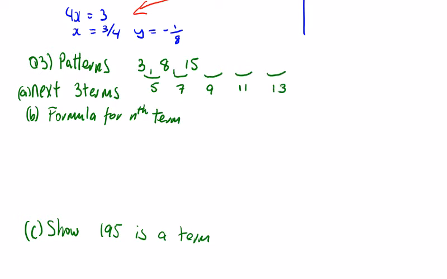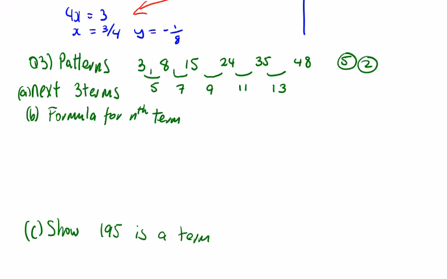So you see 8 and 7 is 15. So 15 and 9 is going to give me 24. 24 and 11 is going to give me 35. And 35 and 13 is going to give me 48. So 5 marks, 2 if you got 2 of them correct for part A.